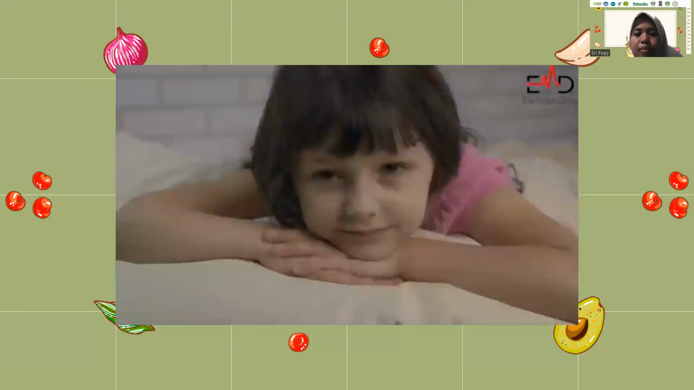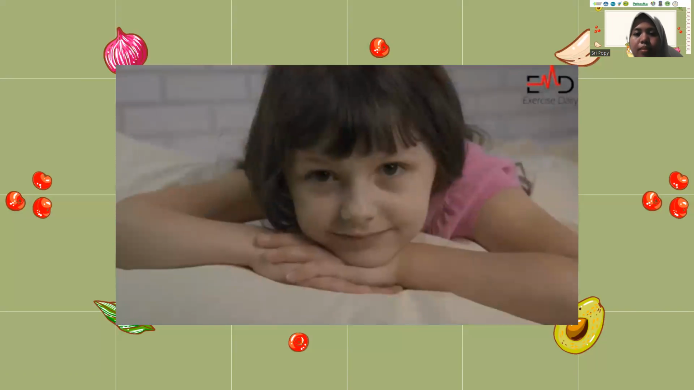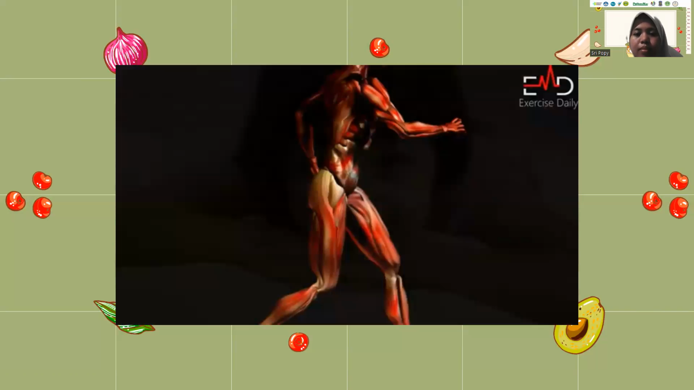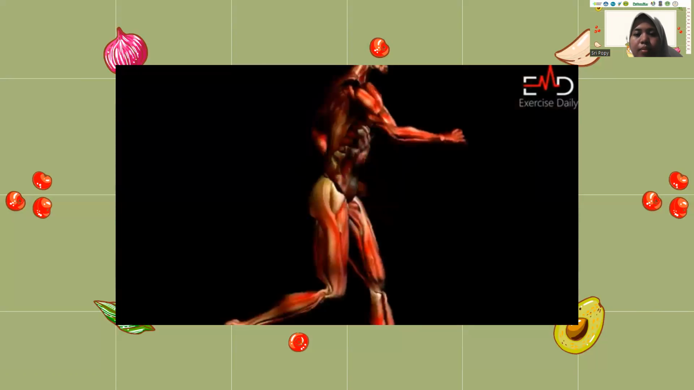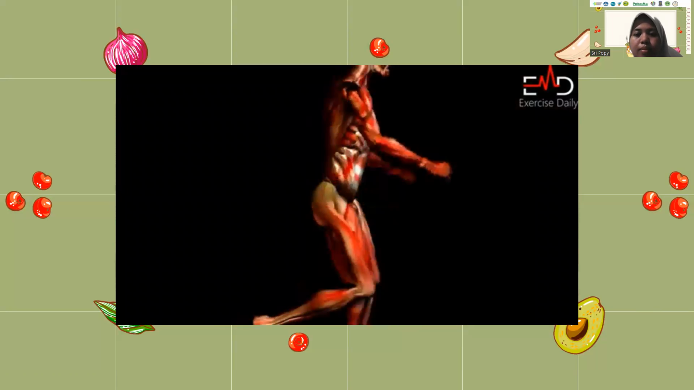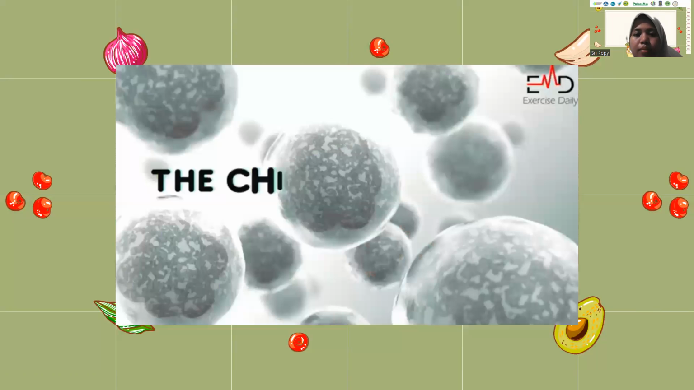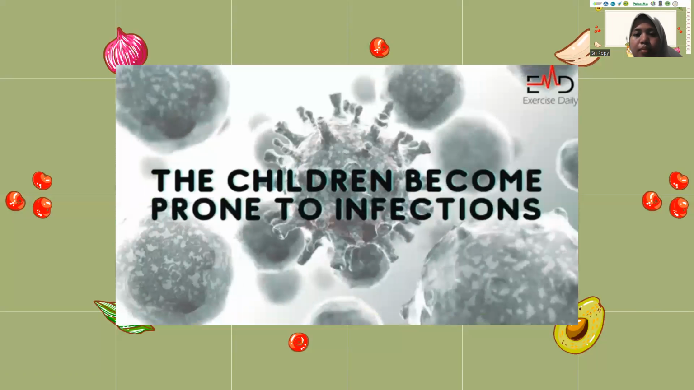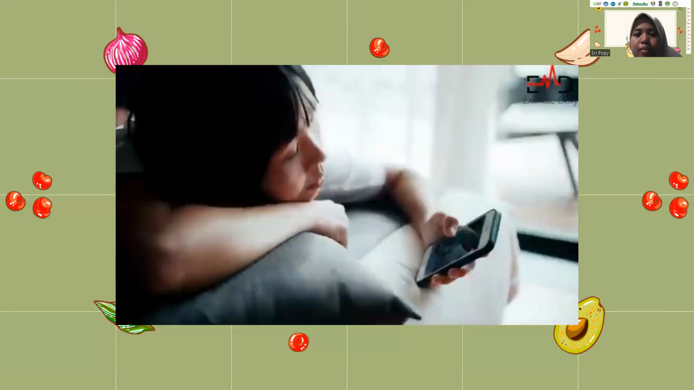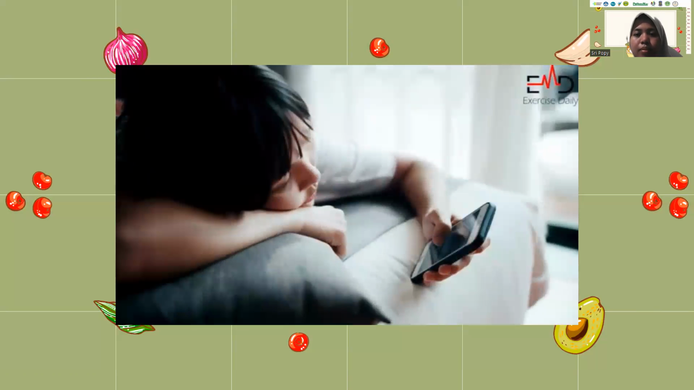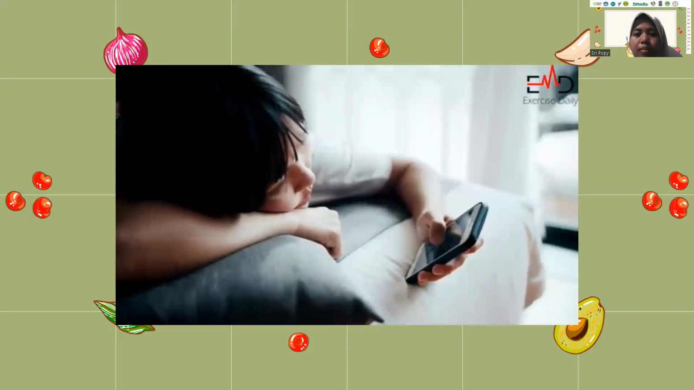In PEM, the person's body doesn't have enough nutrients to perform routine functions. So the body starts to get energy from muscles, skin, and fats. In this way, the children become prone to infections. They begin to feel weak and lazy and cannot perform routine work.